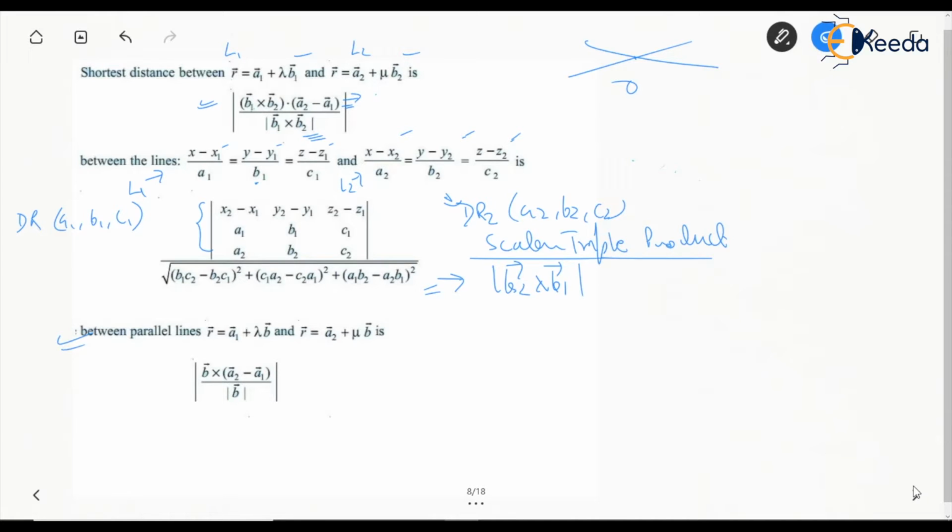This is same as what we have done, but the only case is the lines are parallel. So this means the direction ratio is going to be same for the case. So all we have to do is the cross product, already written. So cross product of b with the line joining points A2 and A1 divided by the magnitude. This will give the shortest distance between the lines when they are parallel.